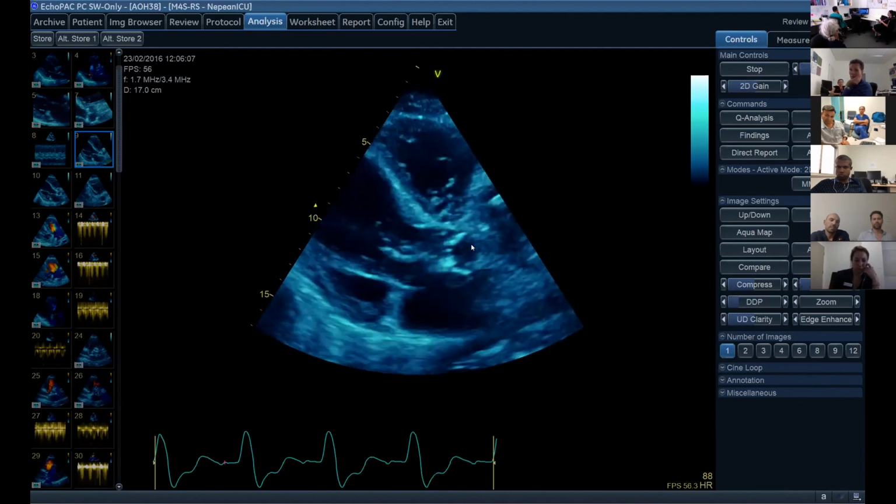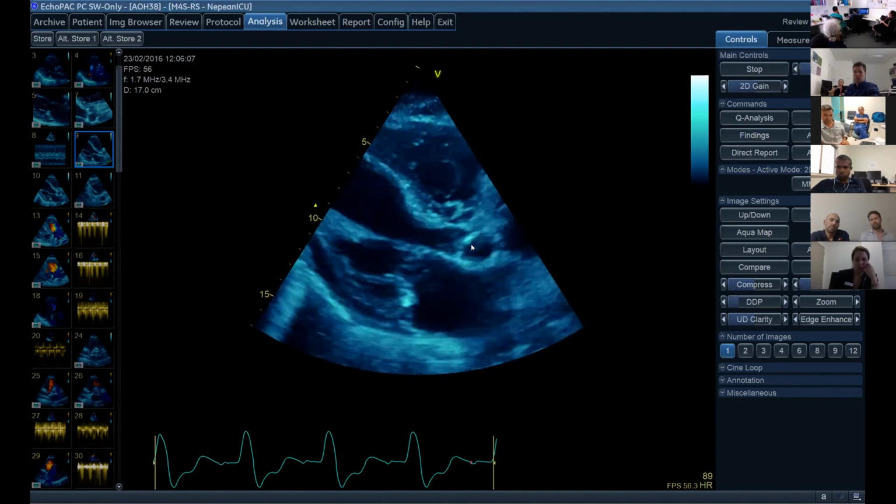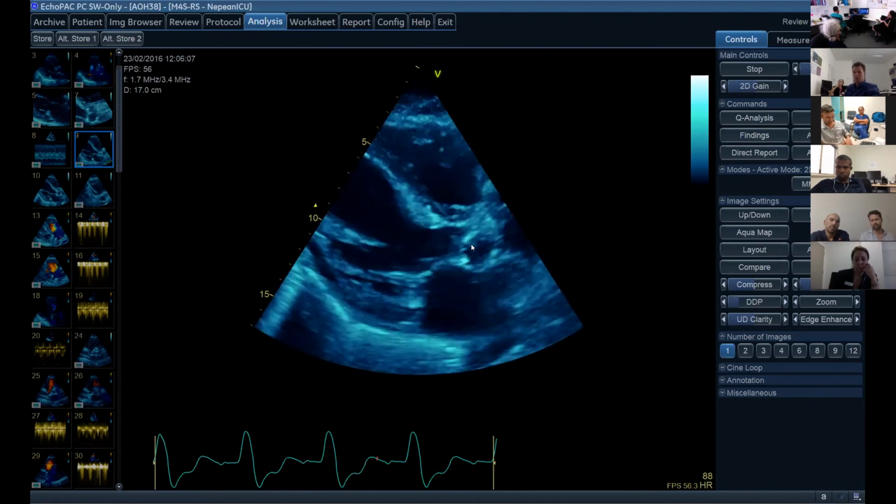Yeah, very nice, absolutely. And I guess that's where the idea that ejection fraction and stroke volume are very different, depending on your afterload and the size of your left ventricle.